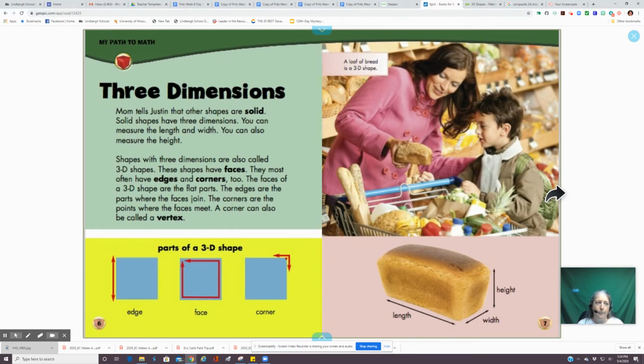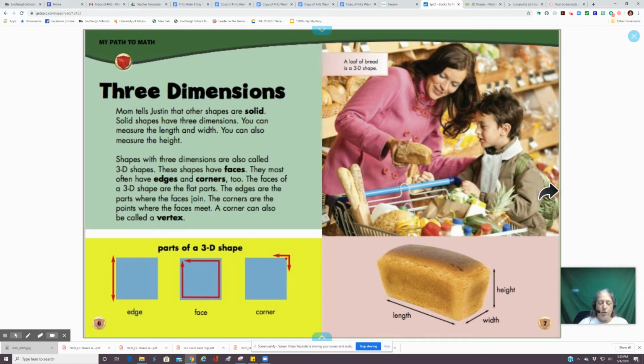3 dimensions. Mom tells Justin that other shapes are solid. Solid shapes have 3 dimensions. You can measure the length and width. You can also measure the height. So when you have a 3D shape, something that is shaped like this, you can measure the length, you can measure the width, and you can also measure the height. If I put this box like this, maybe it'd be a little easier. You can measure how tall it is because it's 3D, because you can actually see inside of it.